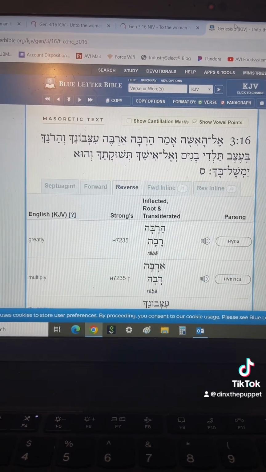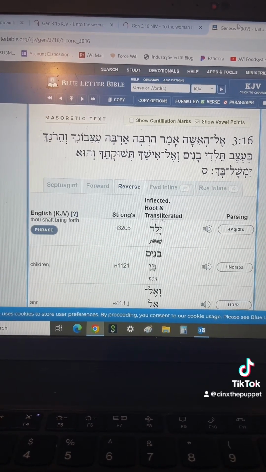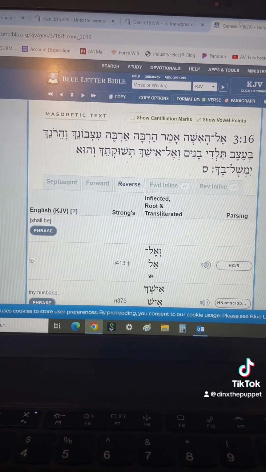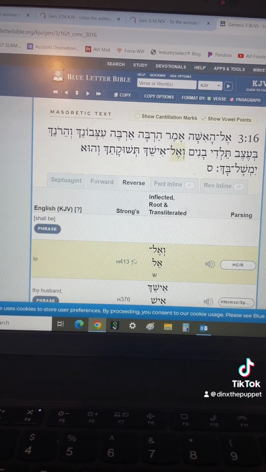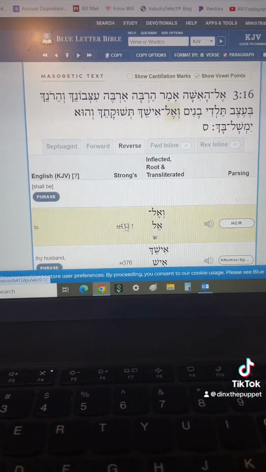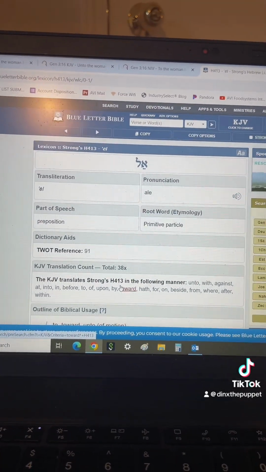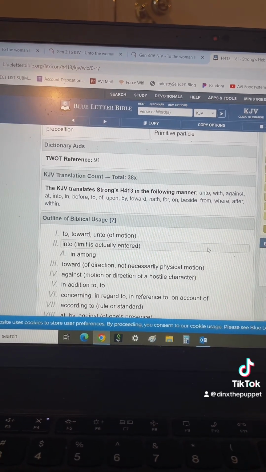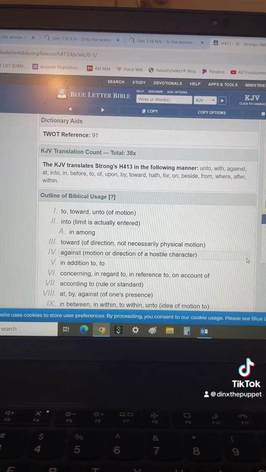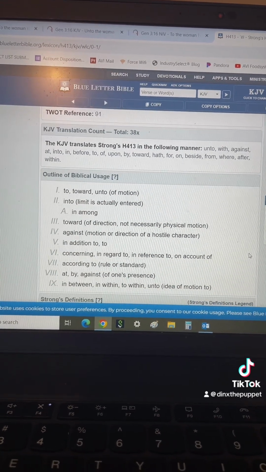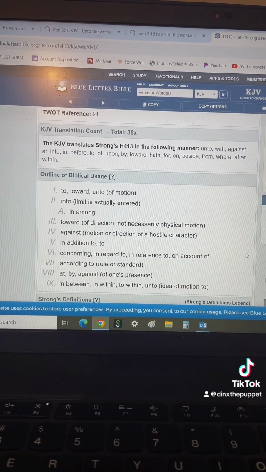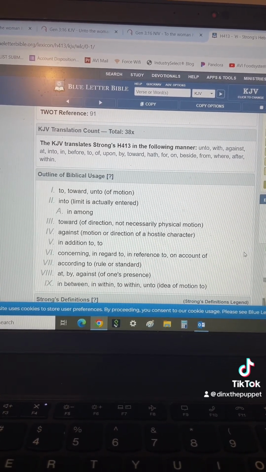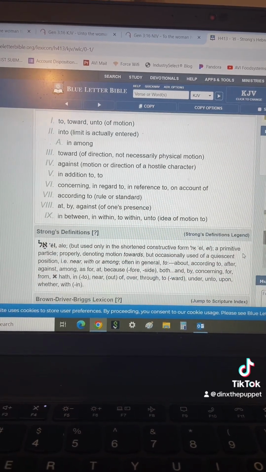So we're going to scroll down and find where that is stated. Thy desire shall be is implied to. All right. Click on that. And we're going to scroll down and see. To is correct. Into is also correct. Toward is correct. Against is also correct. In addition to, concerning, in regard to, according to, by, against, in between, in, within, to, within. Okay, so there's a lot of different ways that it can be translated.